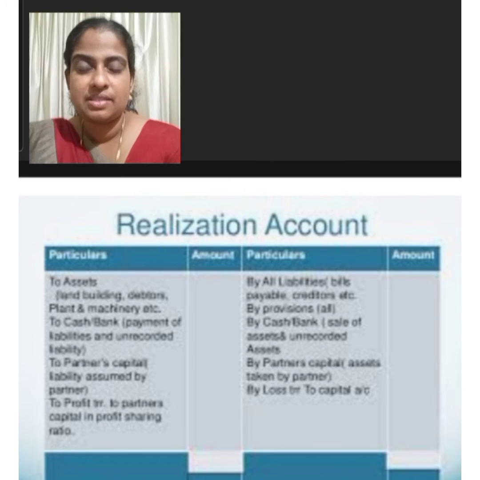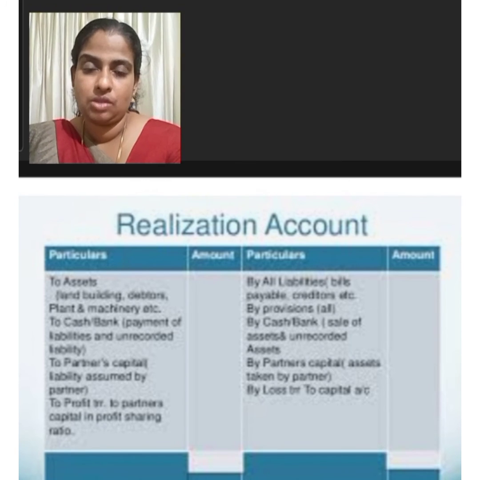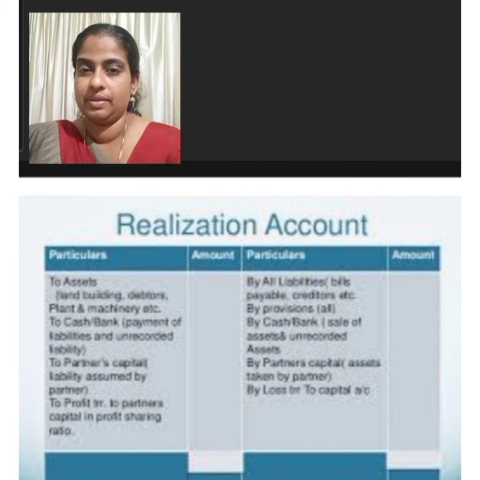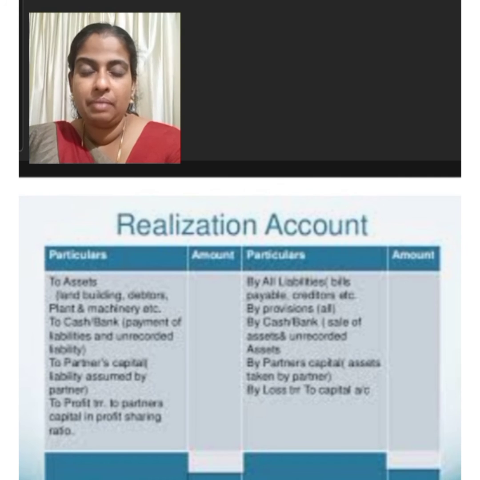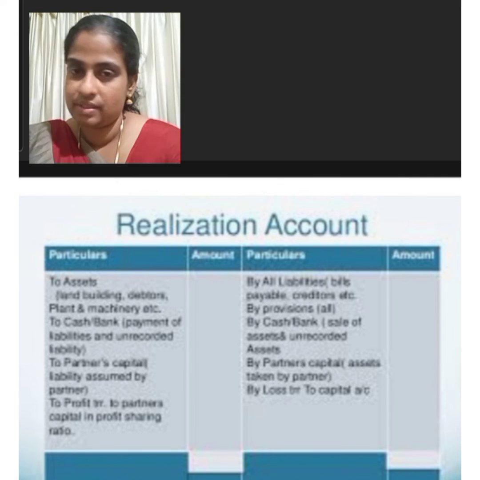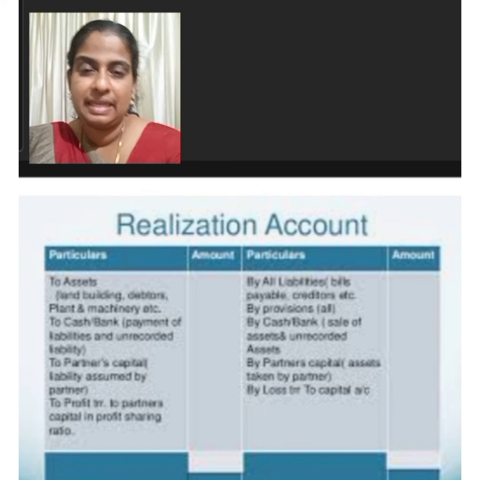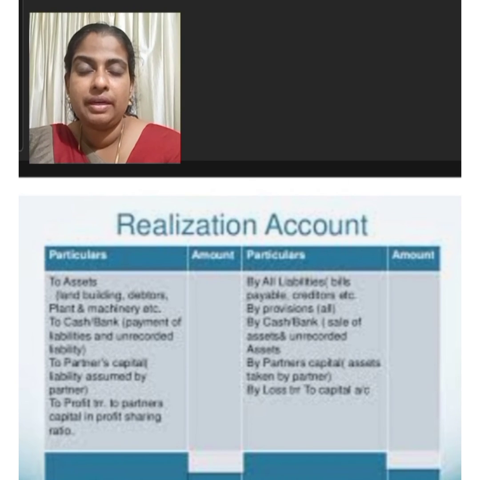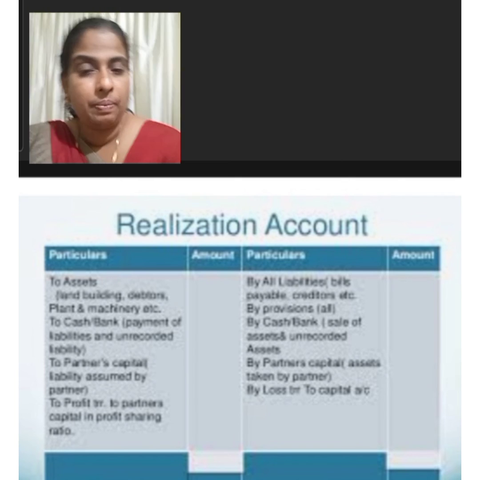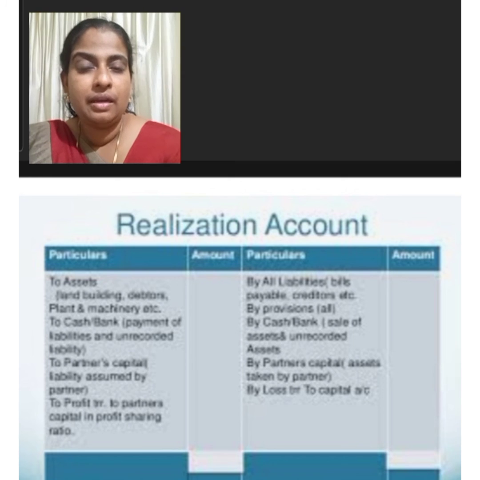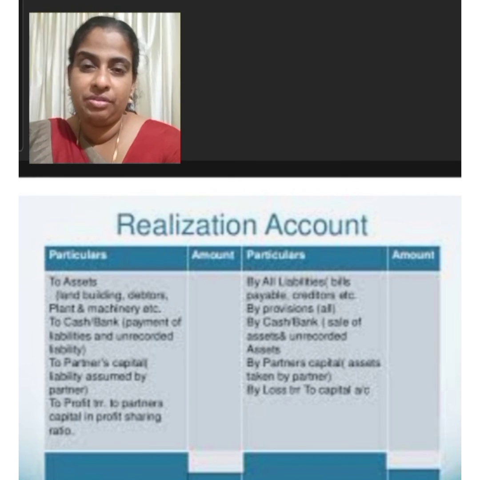After entering all these transactions, the next step is to find out the closing balance of realization account. The closing balance of the realization account may be profit or loss. If it is profit or loss, that amount should be distributed or shared among all the partners in their profit sharing ratio.